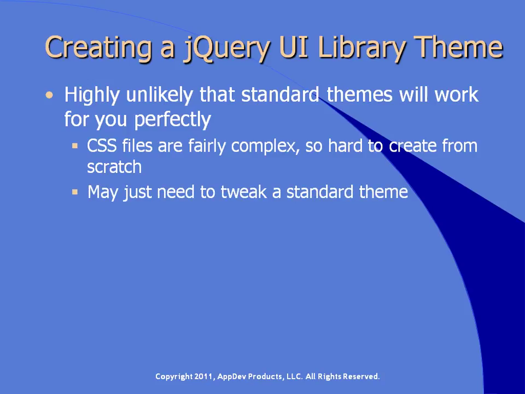On the other hand, it's quite likely that one of the standard themes is reasonably close to what you need, and with tweaking could work nicely for you. In that case, you have two options. Tweak the CSS code manually, or use the Theme Roller tool on the jQuery UI website. No matter how strong your CSS skills are, by far the easiest and most reliable way is to use the Theme Roller. So let's take a look at how you can do that.